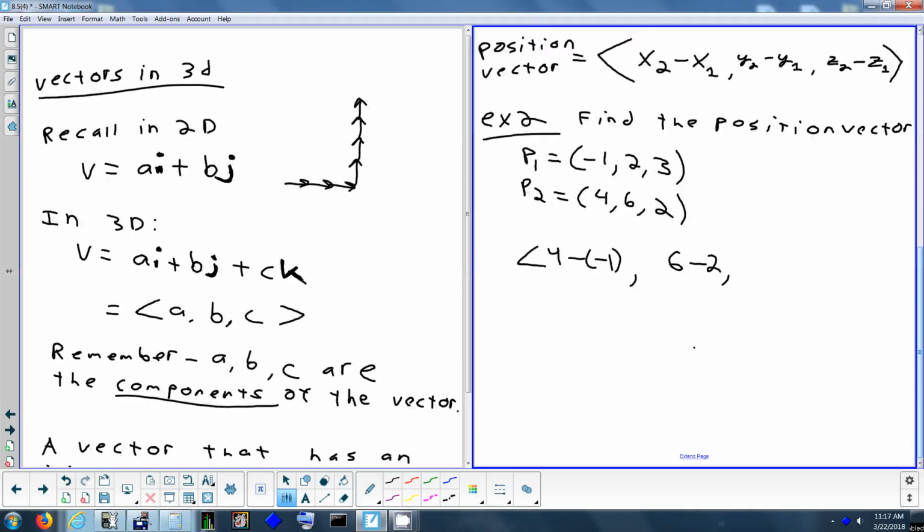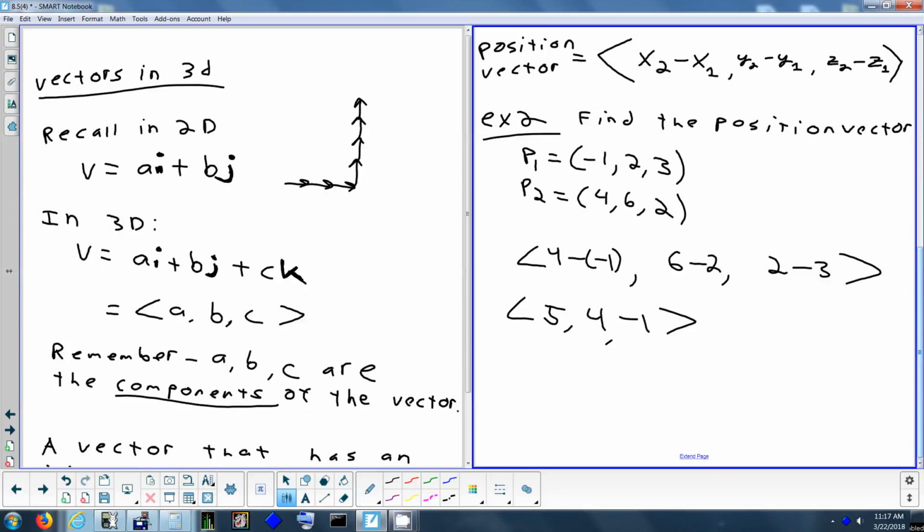And if this was a 2D problem, you'd be done right there. But since it's 3D, we got one more step. Mike, what's my last two numbers I have to subtract? 2 minus 3. Yep. And now just do that out. 4 minus negative 1, 6 minus 2, 2 minus 3.